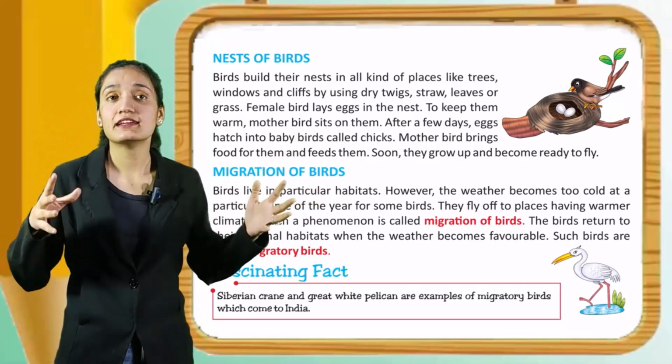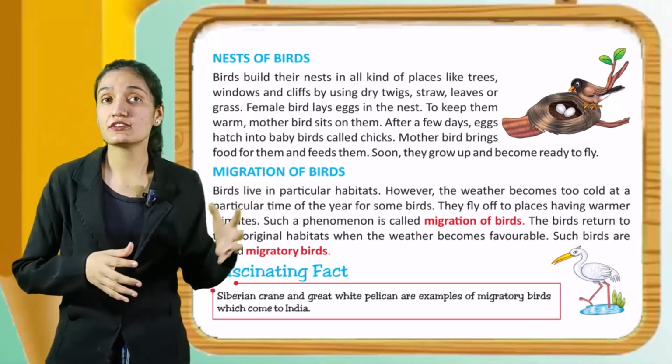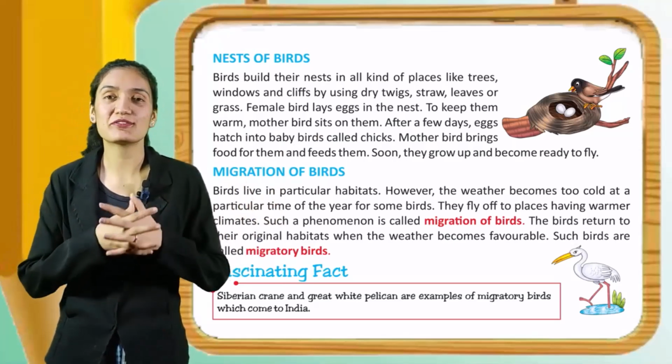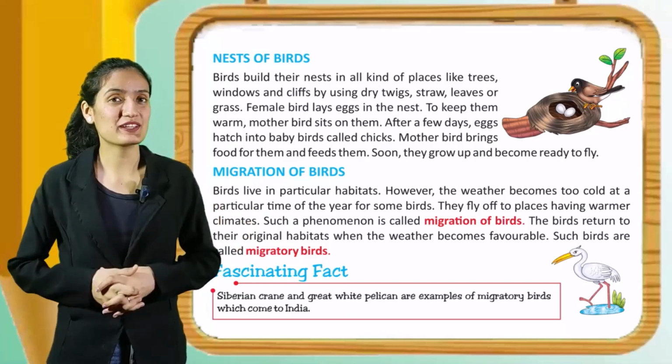Now, fascinating fact. Siberian crane and great white pelican are examples of migrating birds which come to India.